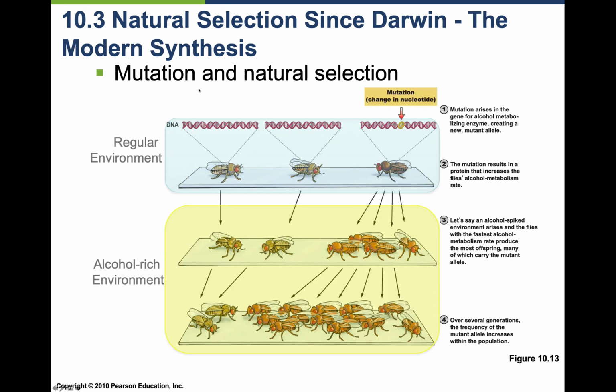Okay, so let's take this a step further. Mutation, natural selection, how does it work? So here's the regular environment. You have these individuals that do not metabolize alcohol very well, and then you have this mutant. This mutant has the ability to metabolize alcohol at a really high level. So then if you move into an alcohol-rich environment, the mutant genetics are going to come to the forefront, and they're going to be selected for, because these flies can get more nutrients out of the environment, they're stronger, more physically fit, and essentially more able to breed and mate and pass their genetics on. So that makes sense, right?